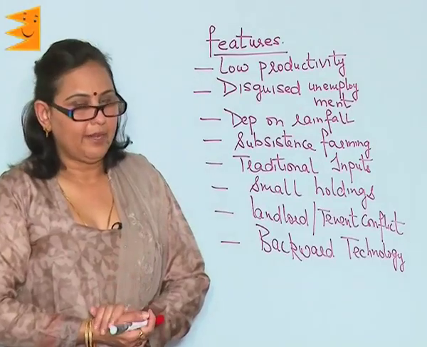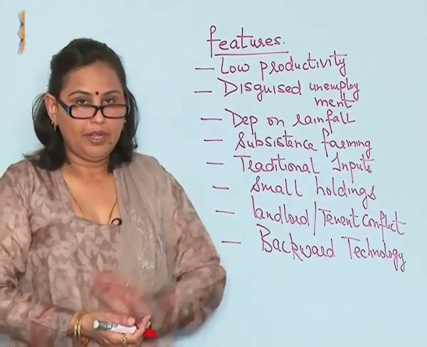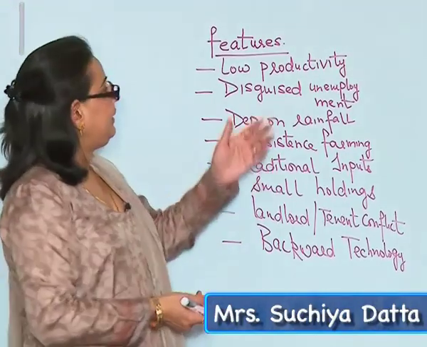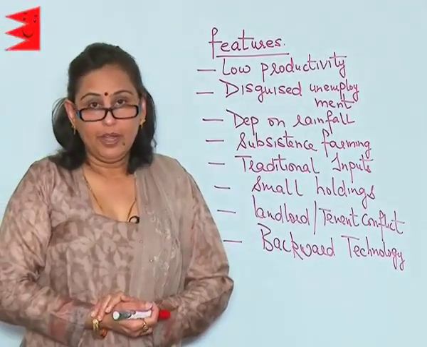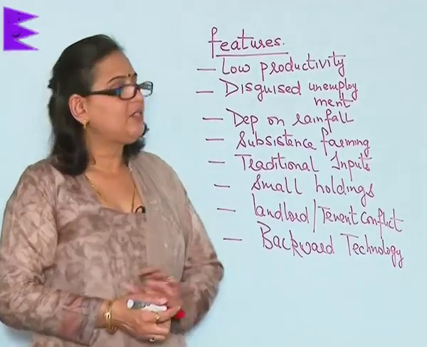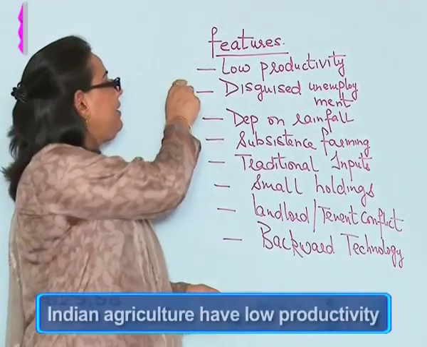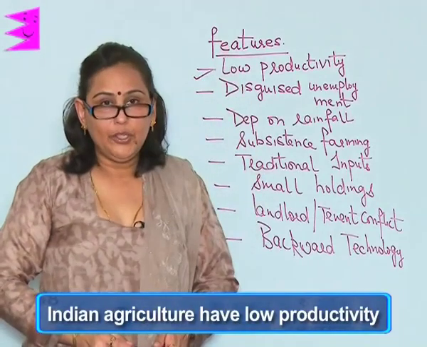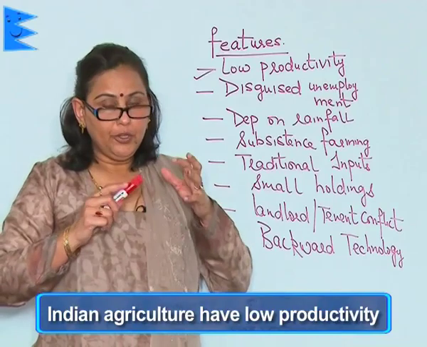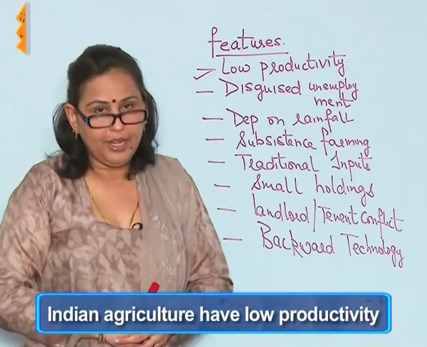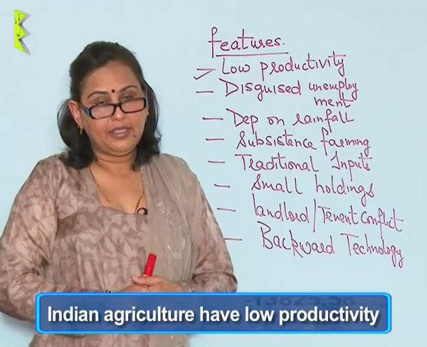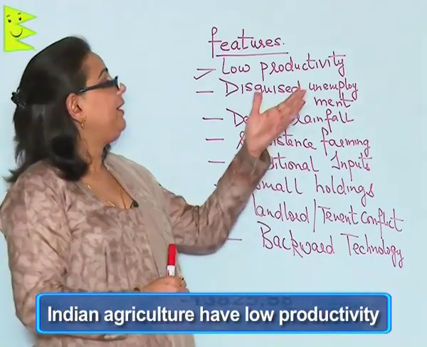In the previous clipping, I spoke about the importance of Indian agriculture. In this one, I shall be talking about the features of Indian agriculture. The first feature is that Indian agriculture has low productivity. In spite of all the new measures which have been adopted, the Indian agricultural sector still produces very little.